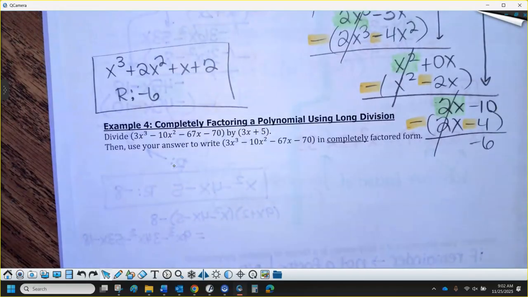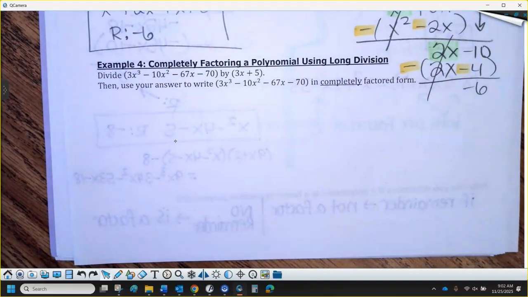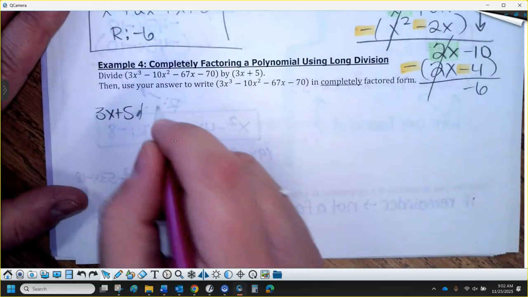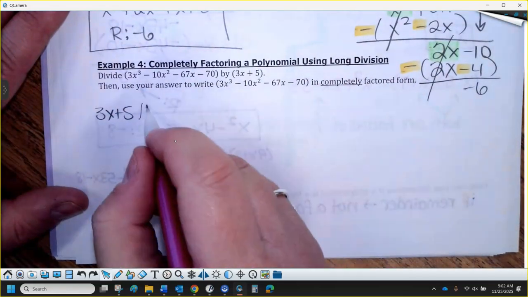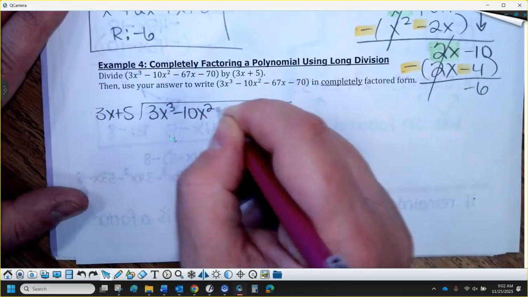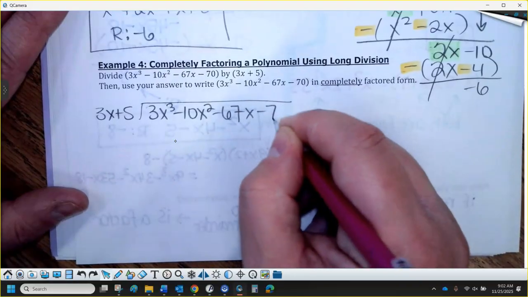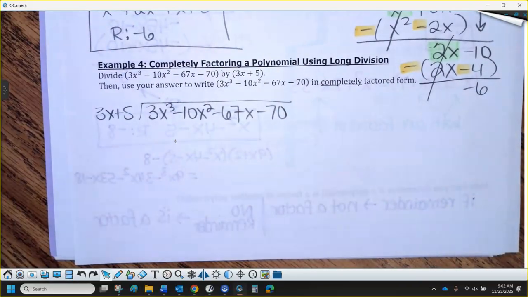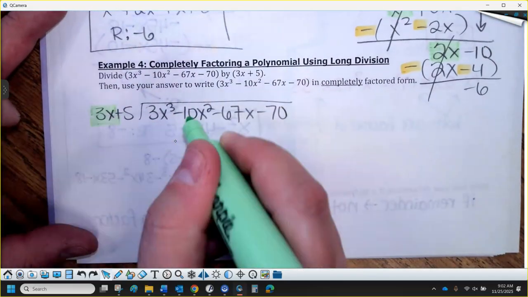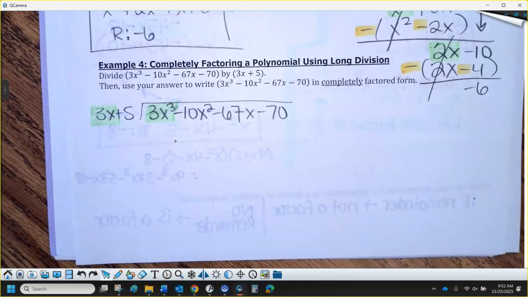Okay, now, one more time we're going to practice with this. I'm going to divide 3x plus 5, oh my goodness, I cannot keep the lead in my pencil today, into that 3x cubed minus 10x squared minus 67x minus 70. Feel free to use a calculator if you want to on any of these to do the division, or any of the subtraction we're doing. But this says we're going to completely factor this. So I'm just going to start the process just like we did every other question. We're just going to take one extra step when we get done.